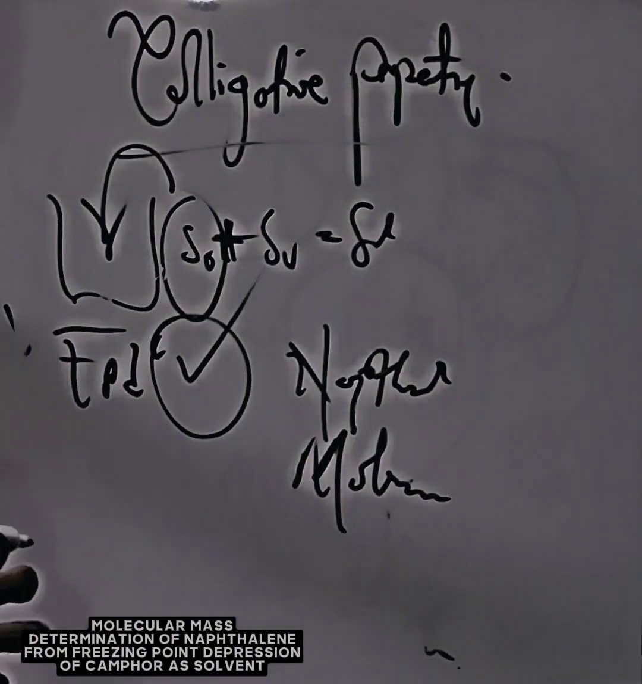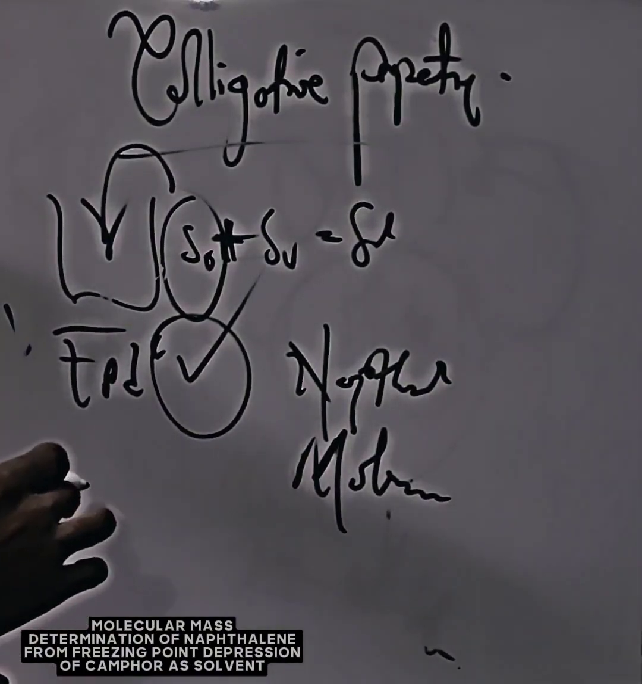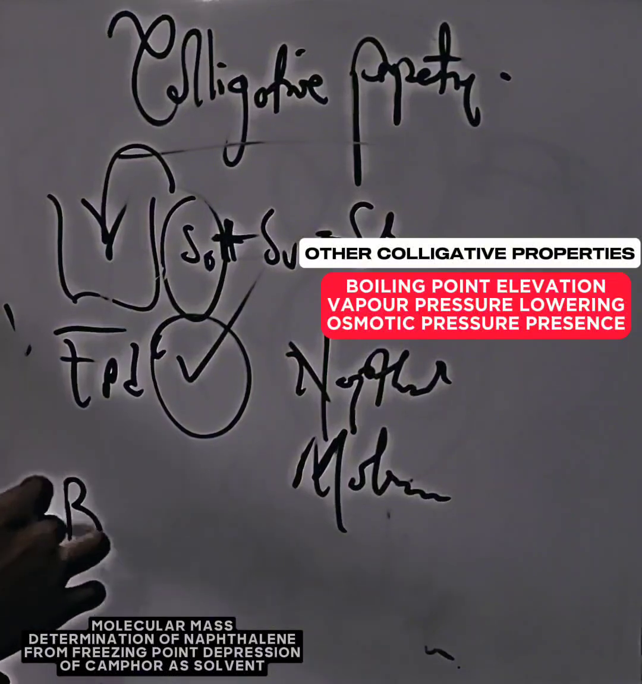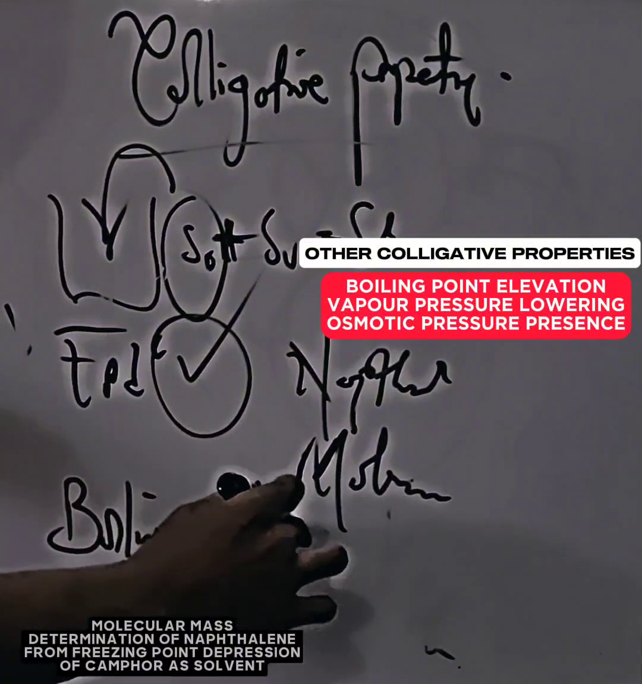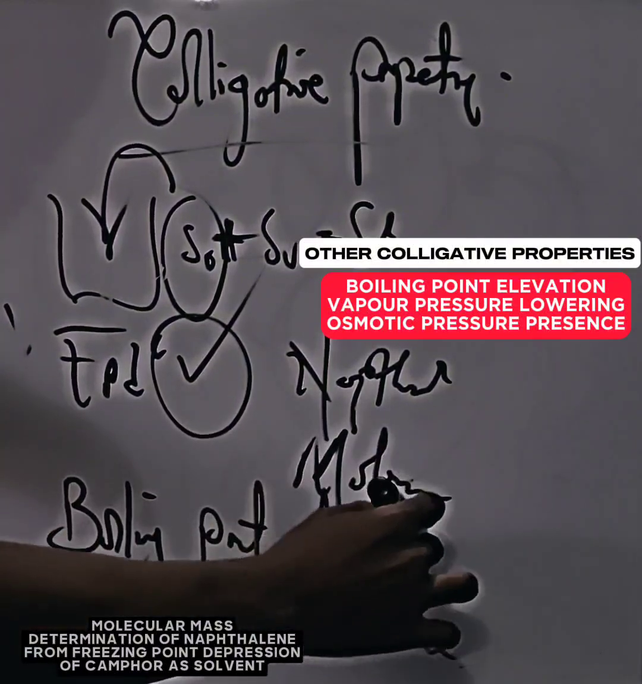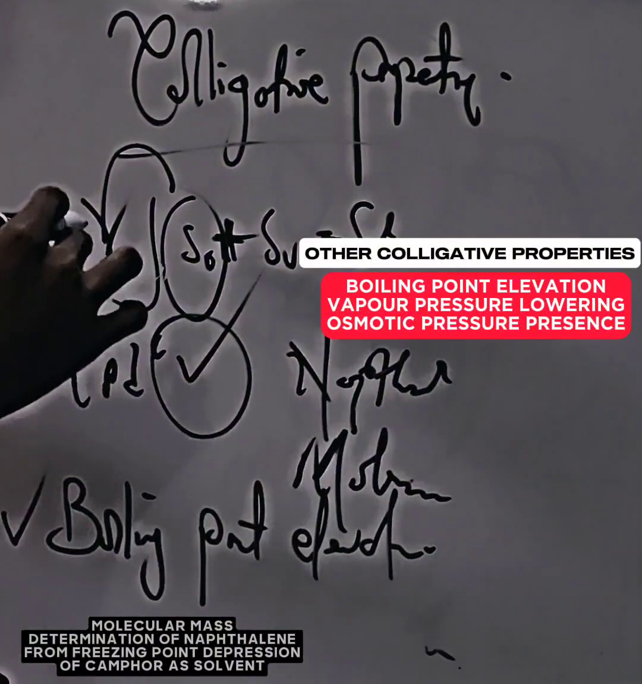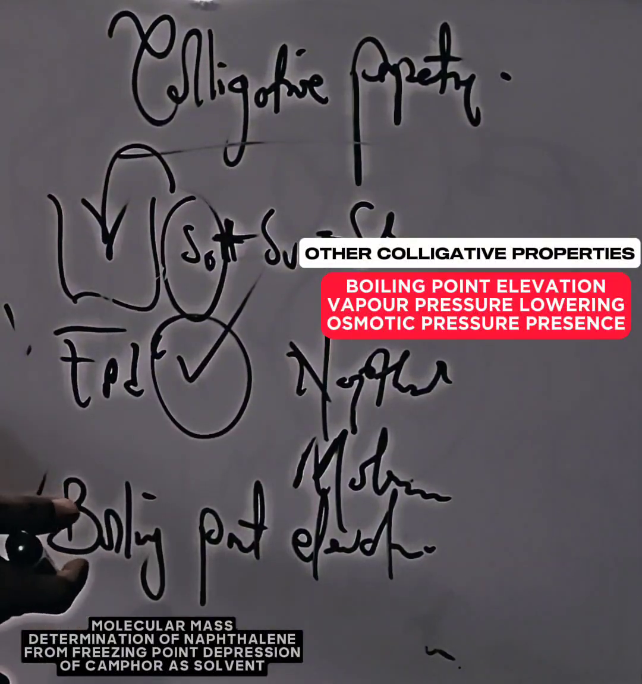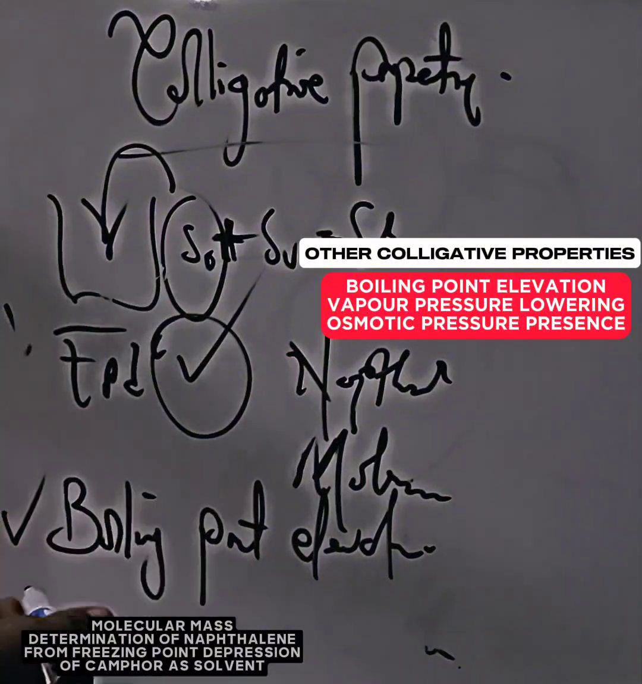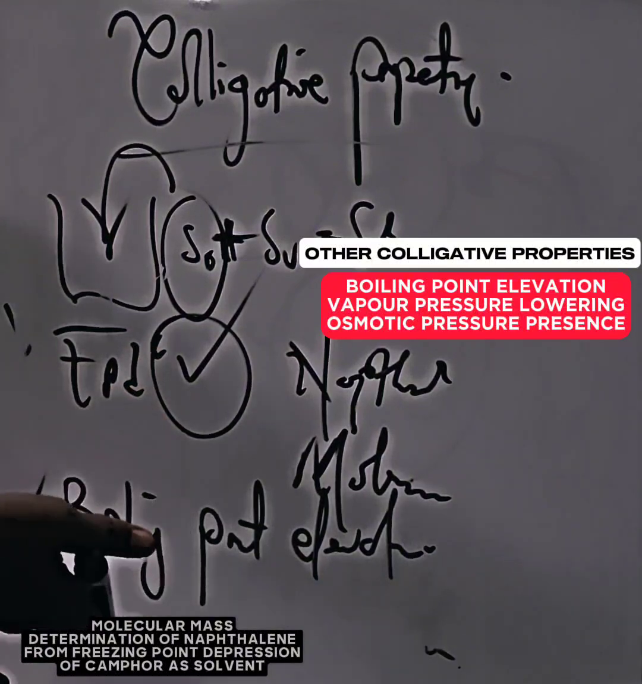Now we have other colligative properties. We have the boiling point elevation. Boiling point elevation is another colligative property, just as we have freezing point depression. Boiling point elevation rises when a solute is added to a solvent. We will not be dwelling on this.